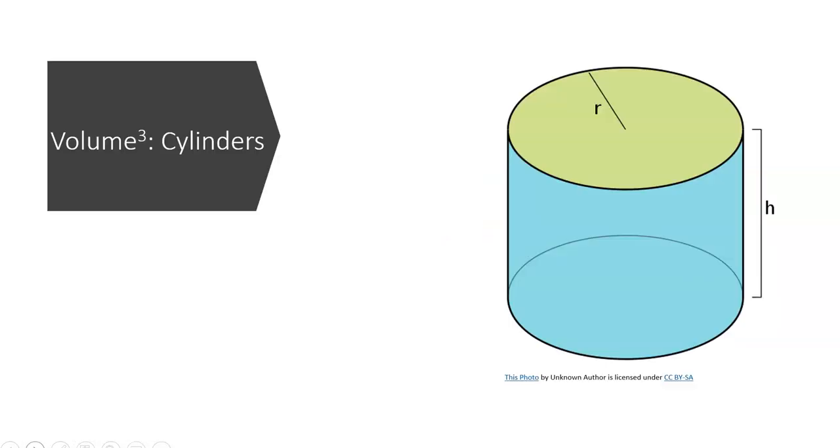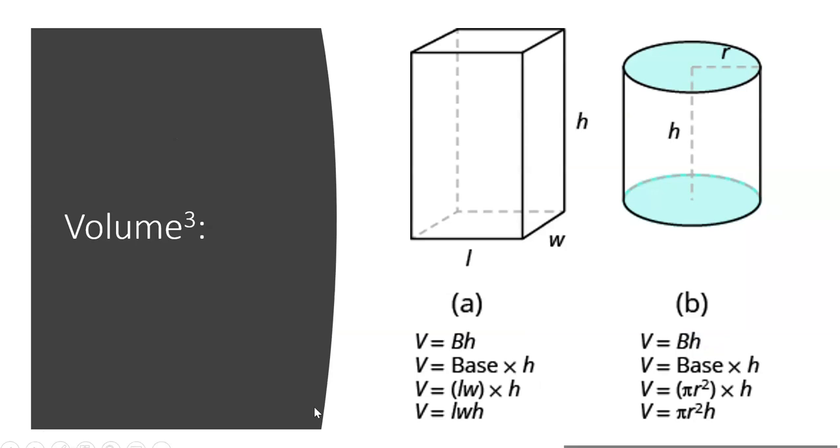All right, so next we're looking at our cylinder here. To find the volume of a cylinder, you need to find the area of the circle first and multiply that by the height. Okay, so to find the area of our circle, we know it's pi r squared, and then we multiply that by height.